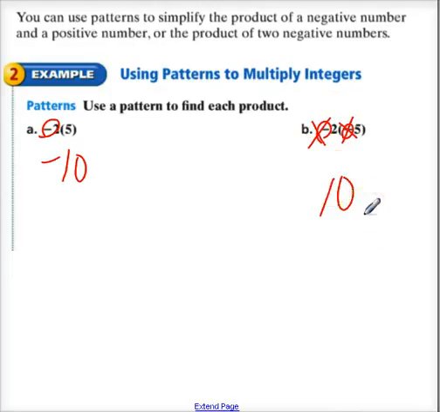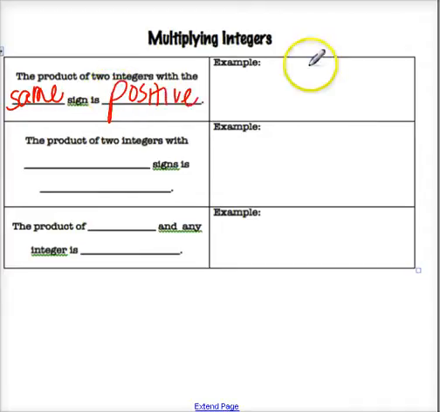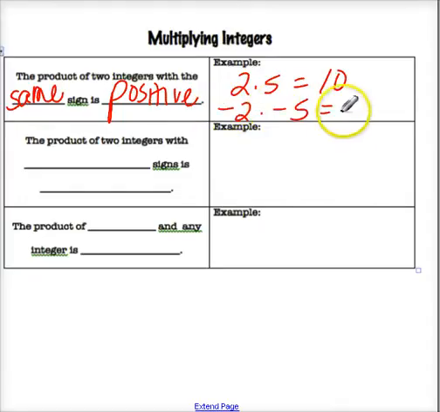Let's look at these rules more closely. The product of two integers with the same sign is positive. Meaning, if I said 2 times 5, I'll get 10. They have the same sign, they're both positive, so is my answer. What if they have the same sign but they're both negative? Negative 2 times negative 5, the two negatives cancel out. I also have a positive 10.